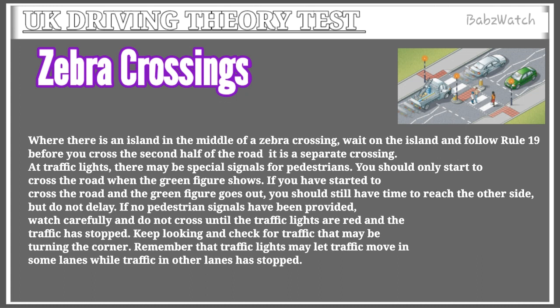Where there is an island in the middle of a zebra crossing, wait on the island and follow Rule 19 before you cross the second half of the road. It is a separate crossing.